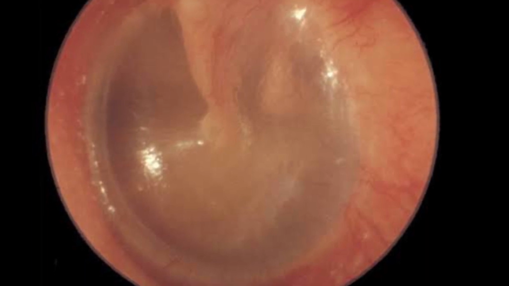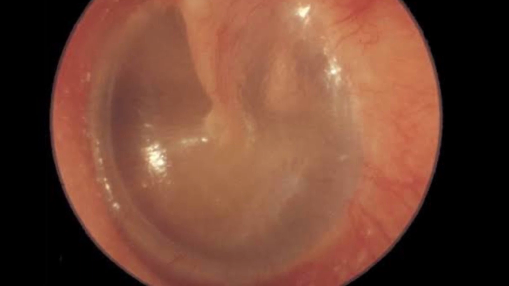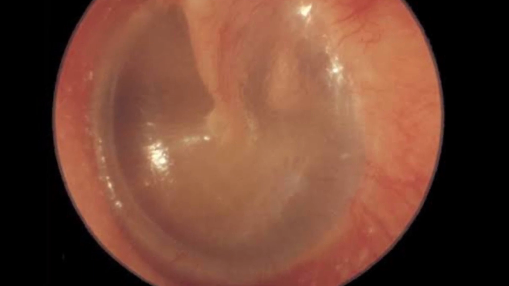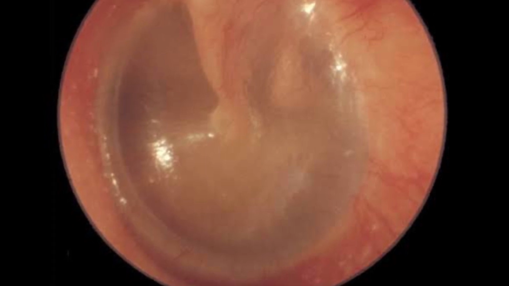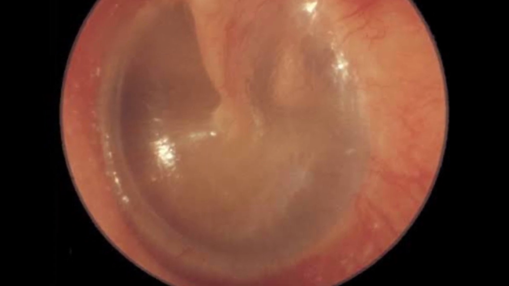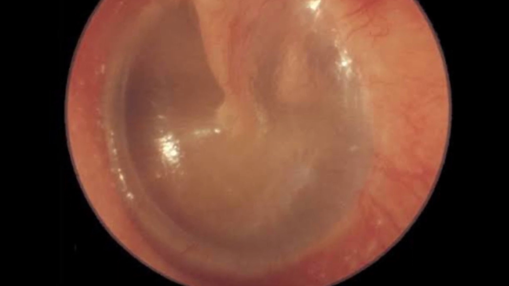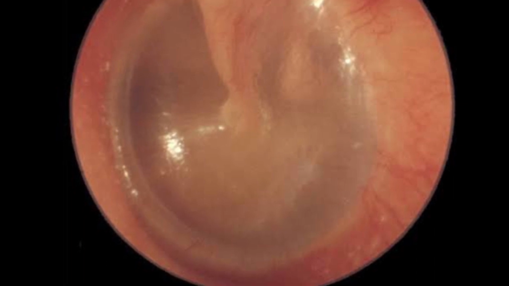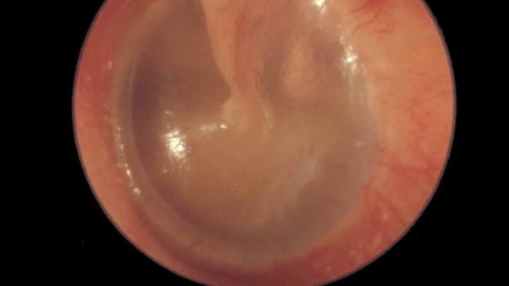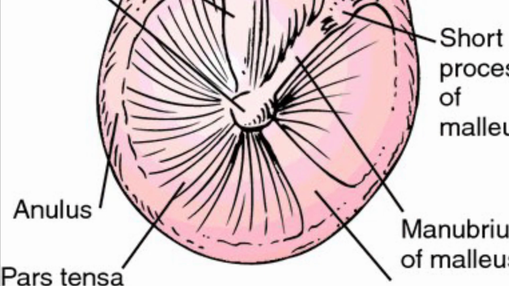The outer cuticle layer is stratified squamous epithelium, developed from ectoderm. The middle fibrous layer is developed from mesoderm, and the inner mucosal layer is developed from endoderm. The inner mucosal layer is a low columnar epithelial layer. The color of the normal tympanic membrane is pearly gray or pearly white.